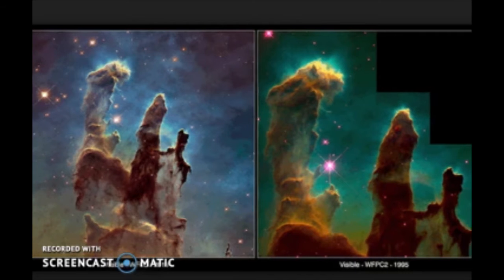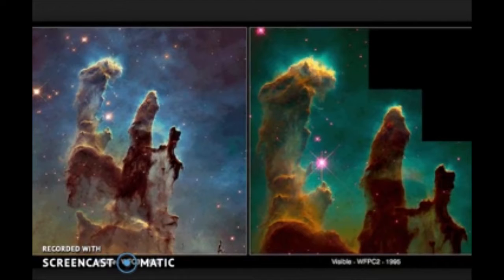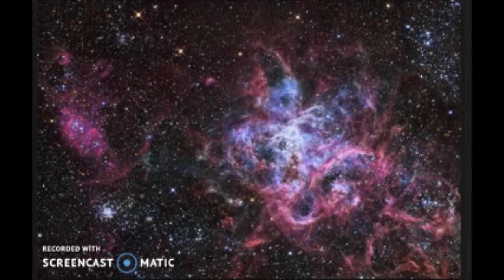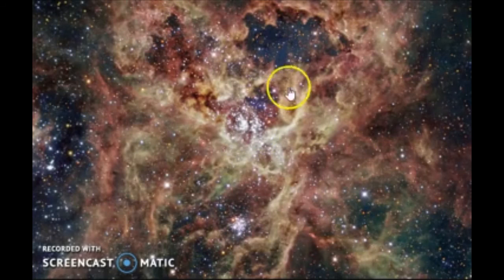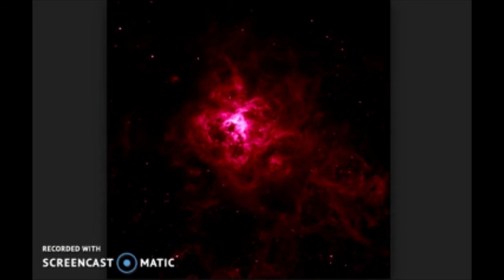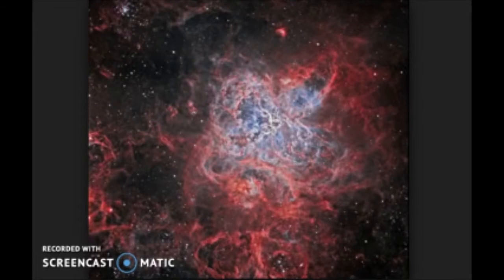This is called the Pillars of Creation Nebula. This is the Tarantula Nebula. They call it the Tarantula Nebula because it has all these different leg-looking things going around inside of it. Here's a different view from a different wavelength. Another one yet. One more.